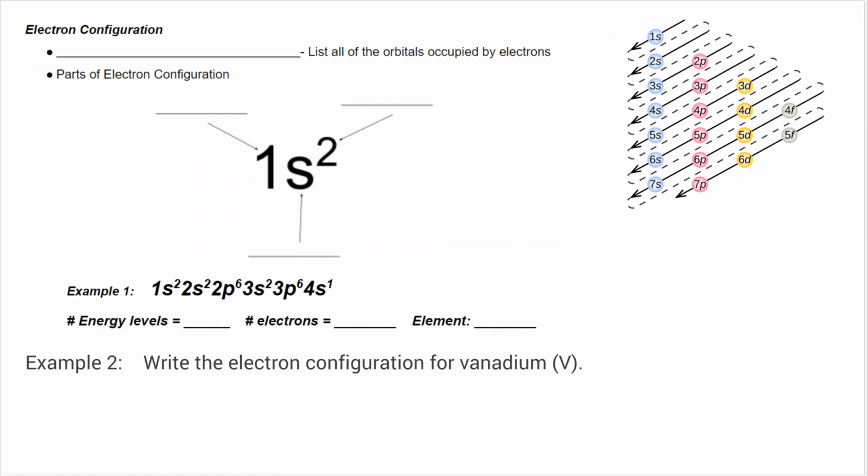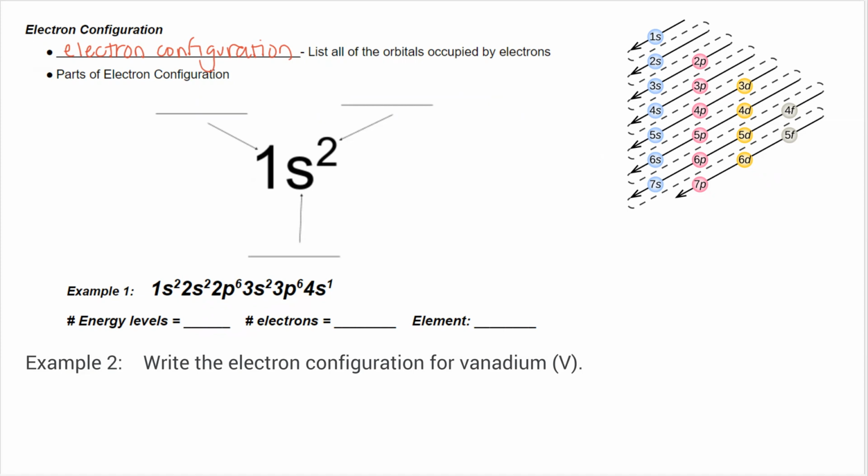Okay, so electron configuration is just how we keep track of where all the electrons are. It's just a list of all of the orbitals that electrons are occupying for a certain atom. So this first blank is just electron configuration. Electron configuration is a list of all the orbitals occupied by electrons. And there are certain parts of the electron configuration that we need to be familiar with.